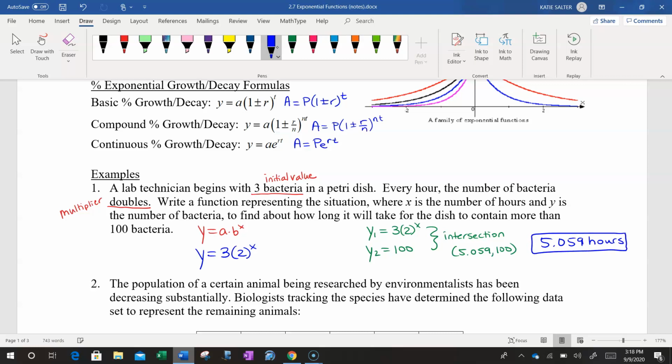All right, looking at the next problem, a population of a certain animal being researched by environmentalists has been decreasing substantially.